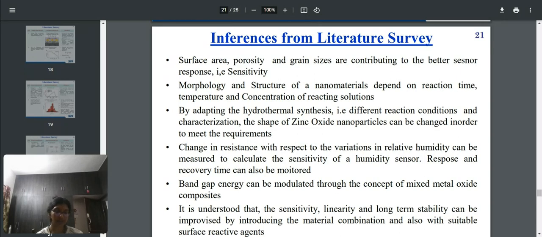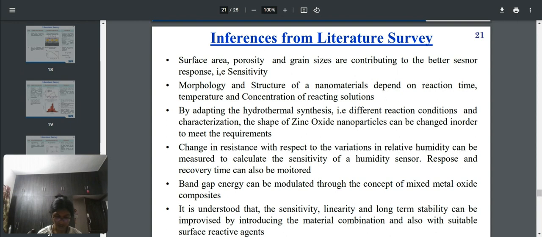So generally, the inferences from the literature survey are that grain size, surface area, and porosity contribute to better sensor response. The morphology and structure of the nanomaterials produced by the hydrothermal process in the autoclave largely depend on the temperature, time, and the concentration of the solution. In hydrothermal synthesis, under different reaction conditions, different shapes of ZnO nanoparticles can be formed as per our requirements. In our case, we are going to go for hexagonal shaped ZnO particles.